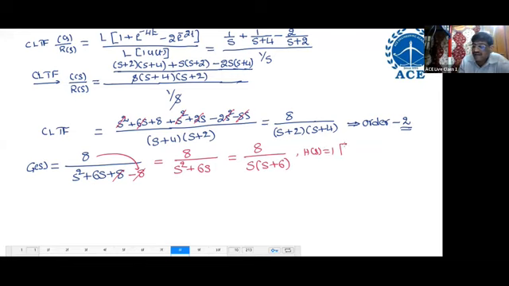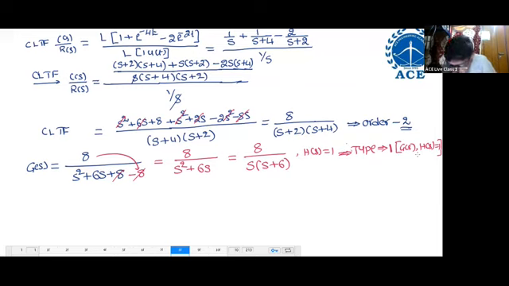What is the type here? Type equals 1. It is a type 1 system. For type we require the open loop transfer function, G(s) only, and H(s) should be 1. So it is a type 1 system, order 2.